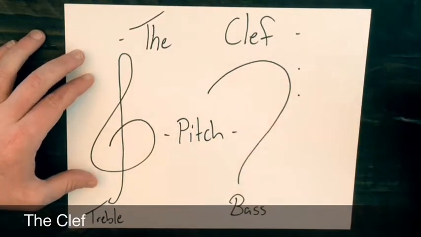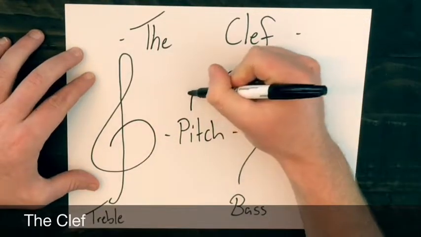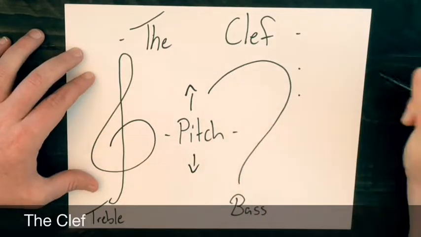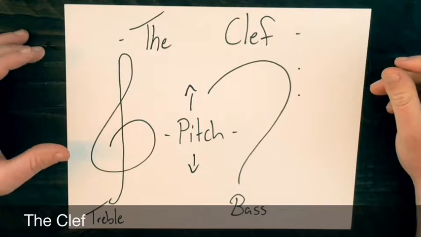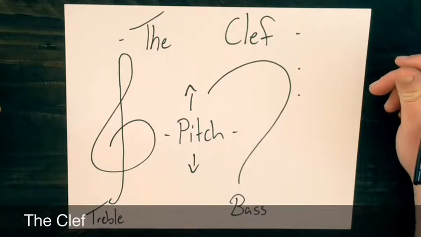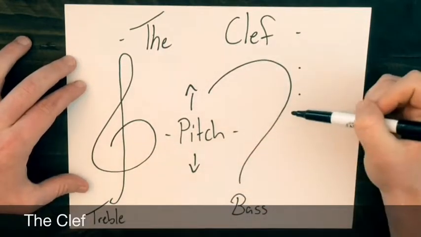Pitch in music is defined as the highness or the lowness of a note. So, for example, we can have a note that sounds like this, which is really, really high in pitch. Or we can have a note that sounds really, really low, which sounds like this, which is known as a low pitch. So again, high pitch, low pitch.